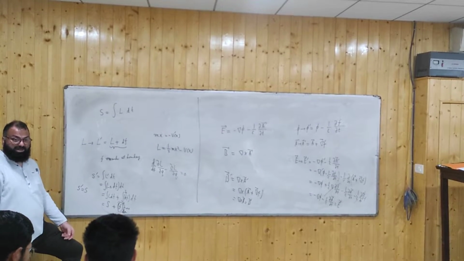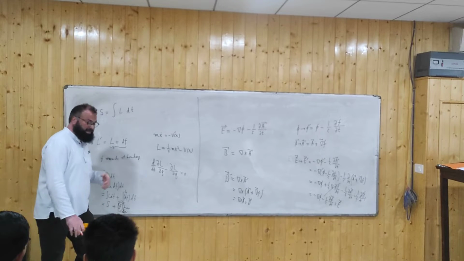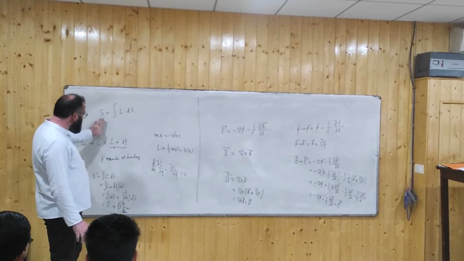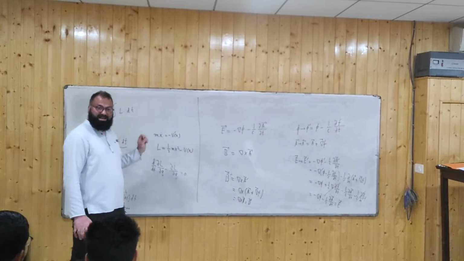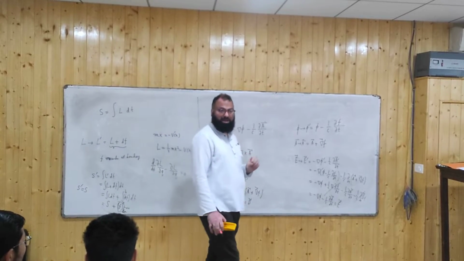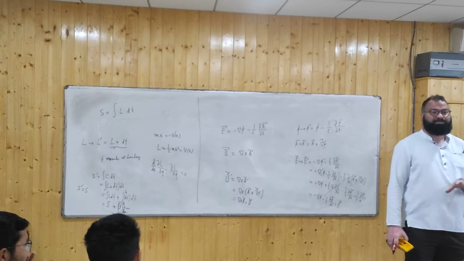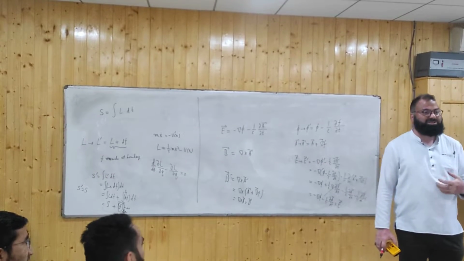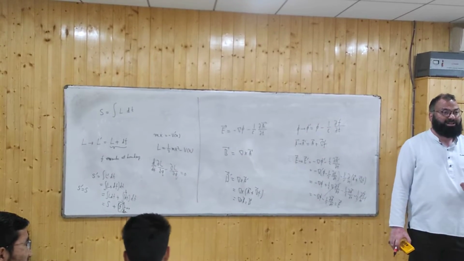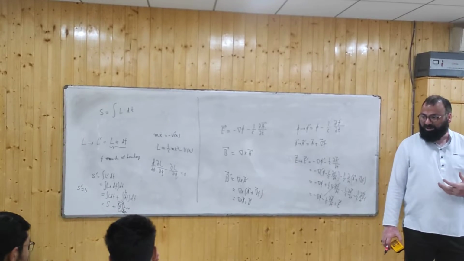This procedure, in other words, means the action is invariant under this kind of transformation. This transformation we call a gauge transformation. In simple terms, you can think of a gauge transformation as a generalized coordinate transformation. You got my point?